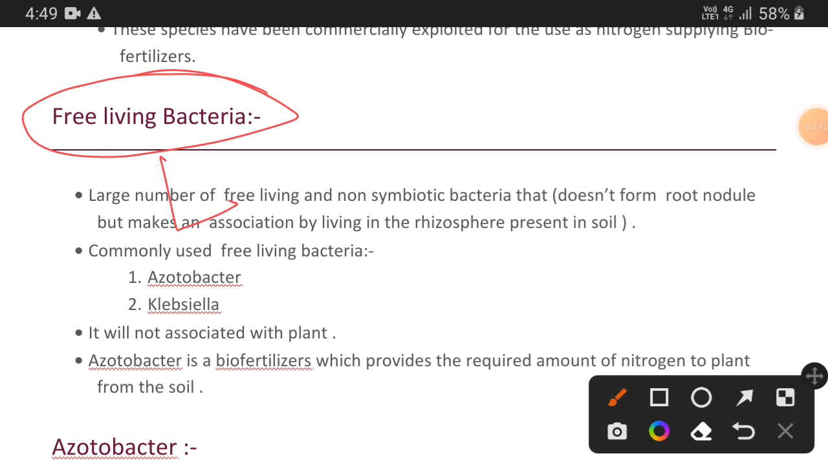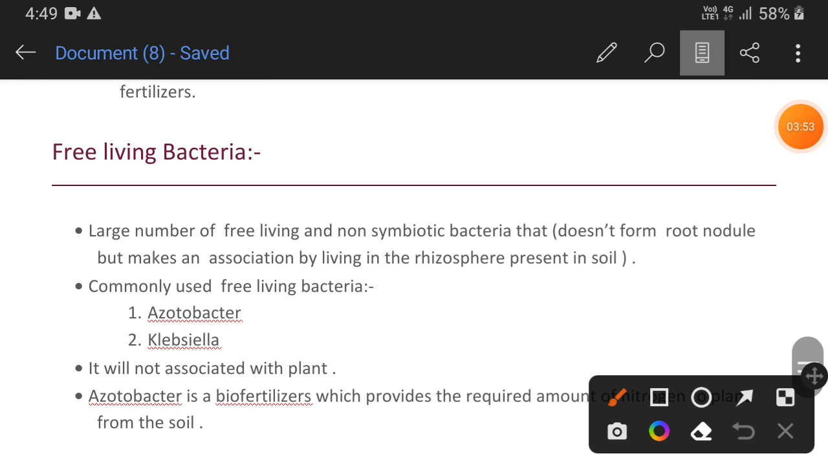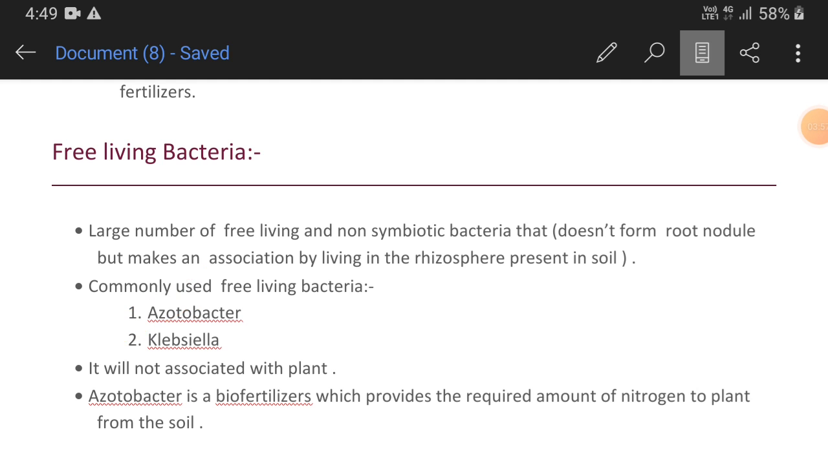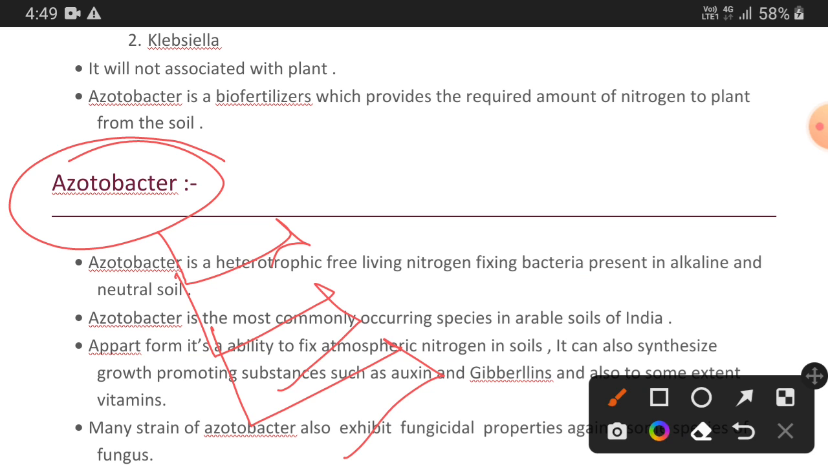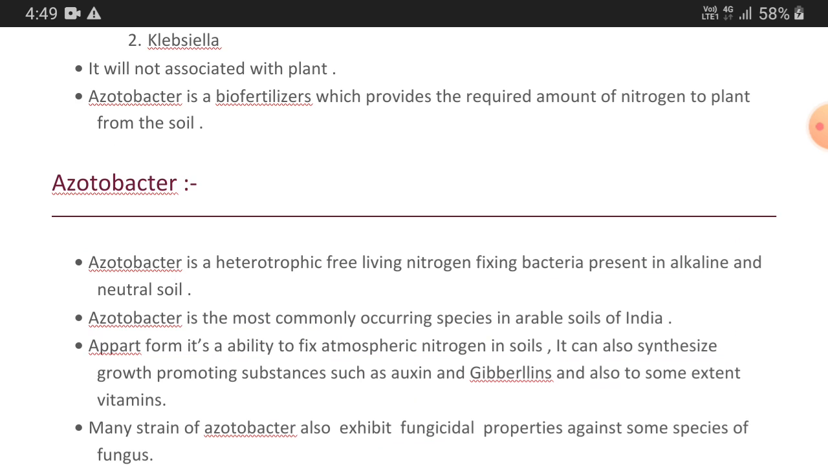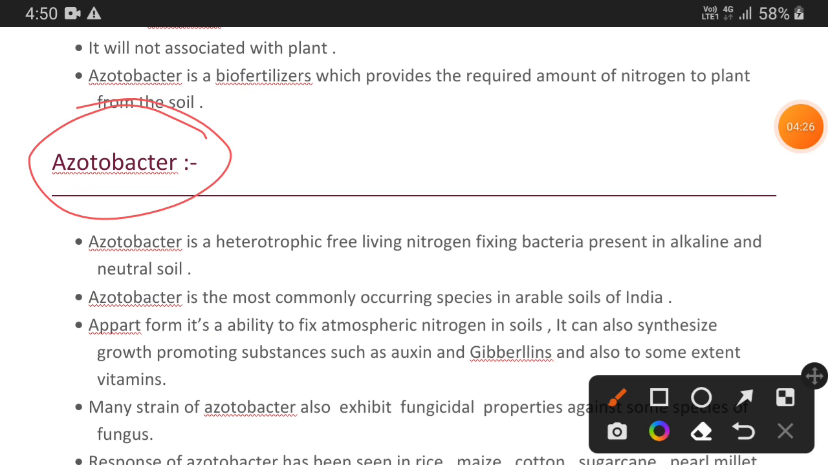Today we have learned that free living nitrogen fixing bacteria mainly fix atmospheric nitrogen. Examples are Azotobacter and Klebsiella. Azotobacter is a heterotrophic free living nitrogen fixing bacteria present in alkaline and neutral soil, and it lives mainly in arable soils of India. What do they require? They require a relatively high amount of organic carbon for their growth, because they are heavily breathing organisms, and they have the ability to fix atmospheric nitrogen in soil for plants. It also produces growth promoting substances such as gibberellin and to some extent vitamins.